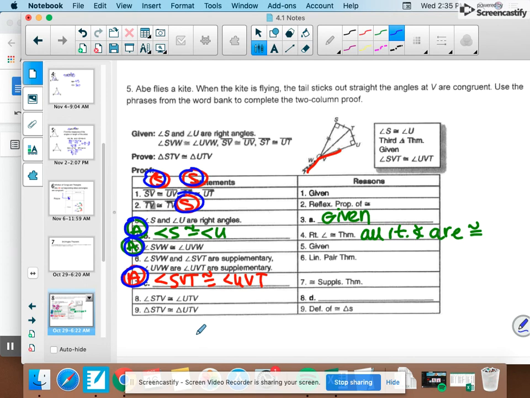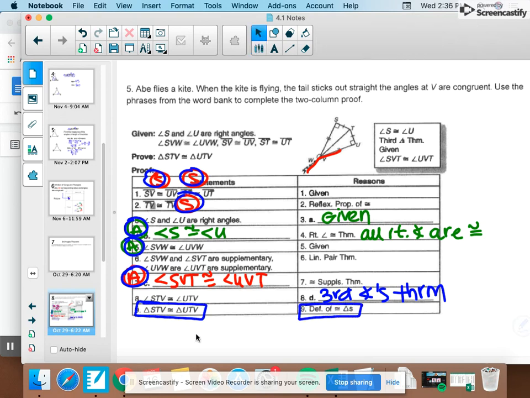And then we have angle STV is congruent to angle UTV. So that's going to be because of the third angles theorem. So if I have two angles congruent to each other, then I can say that the third angle is congruent as well. And now that we have our 6 parts, we can say that triangle STV is congruent to triangle UTV. Anytime you're saying that the triangles are congruent, your reasoning is definition of congruent triangles when we have all 6 parts.